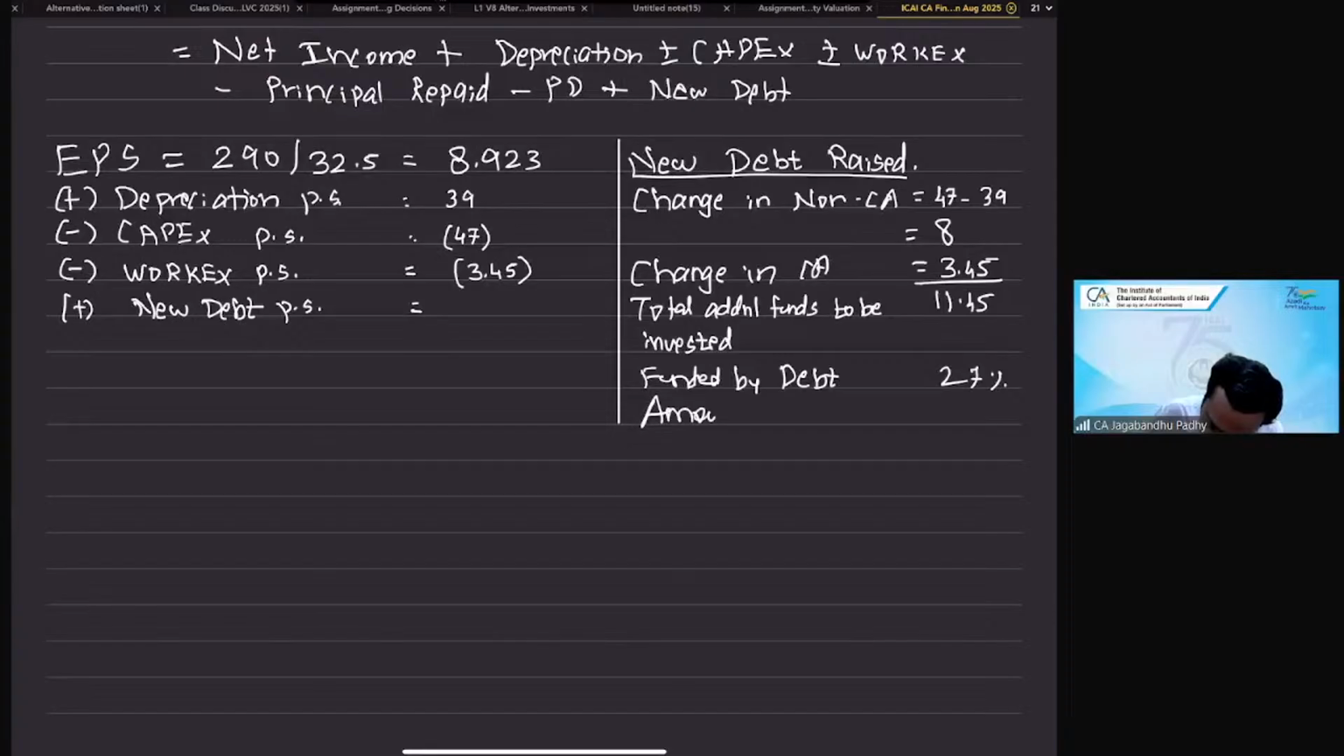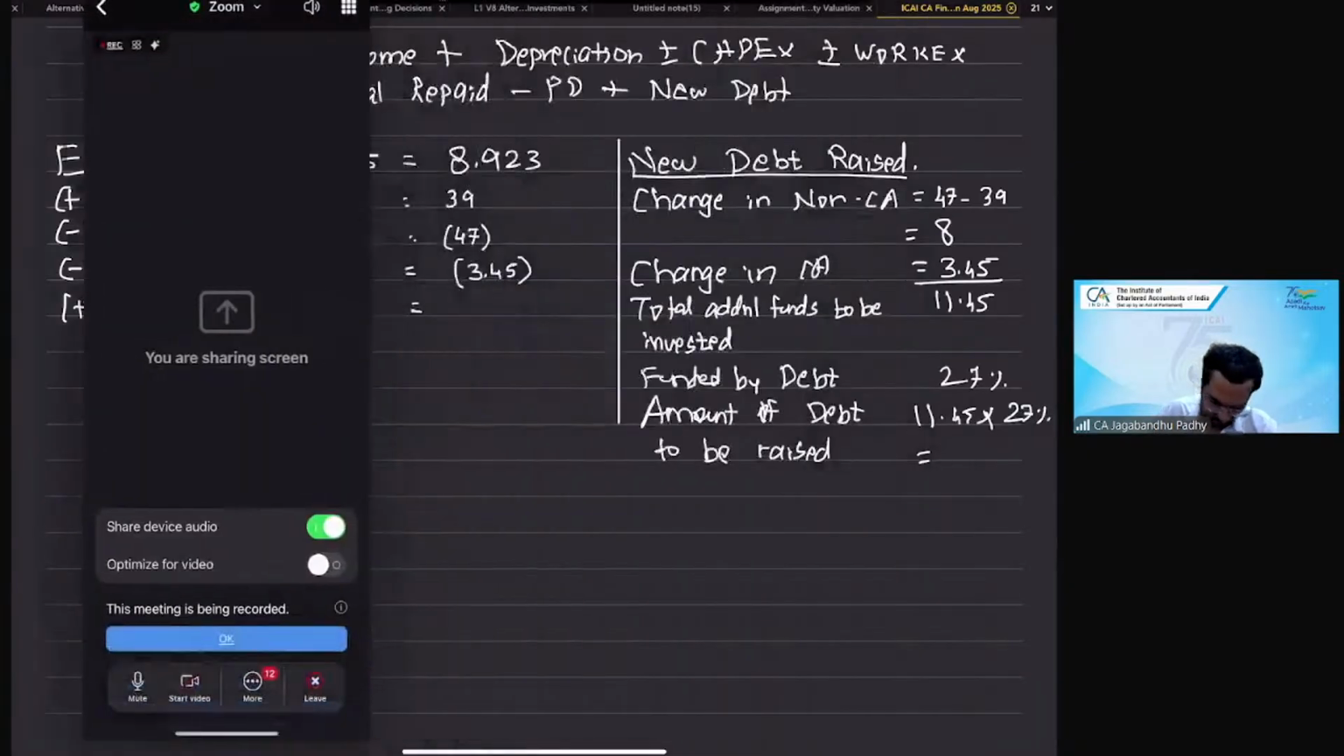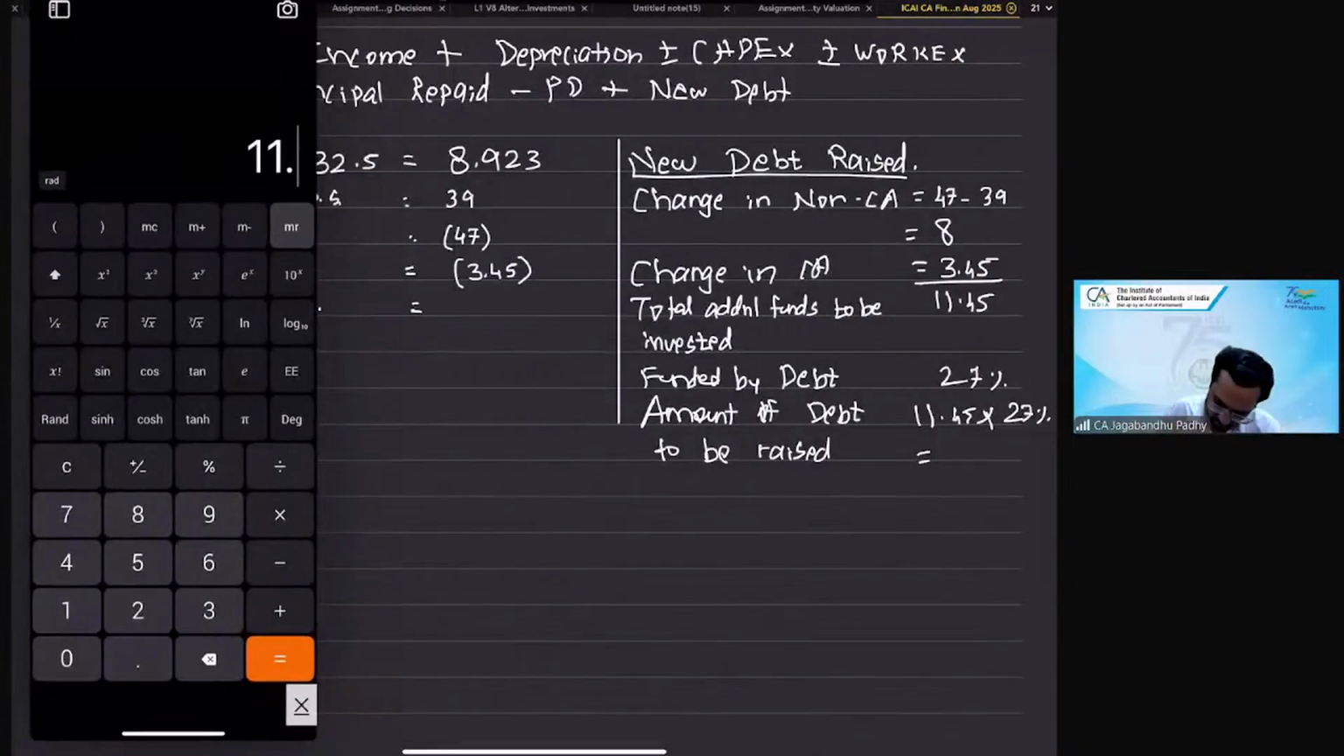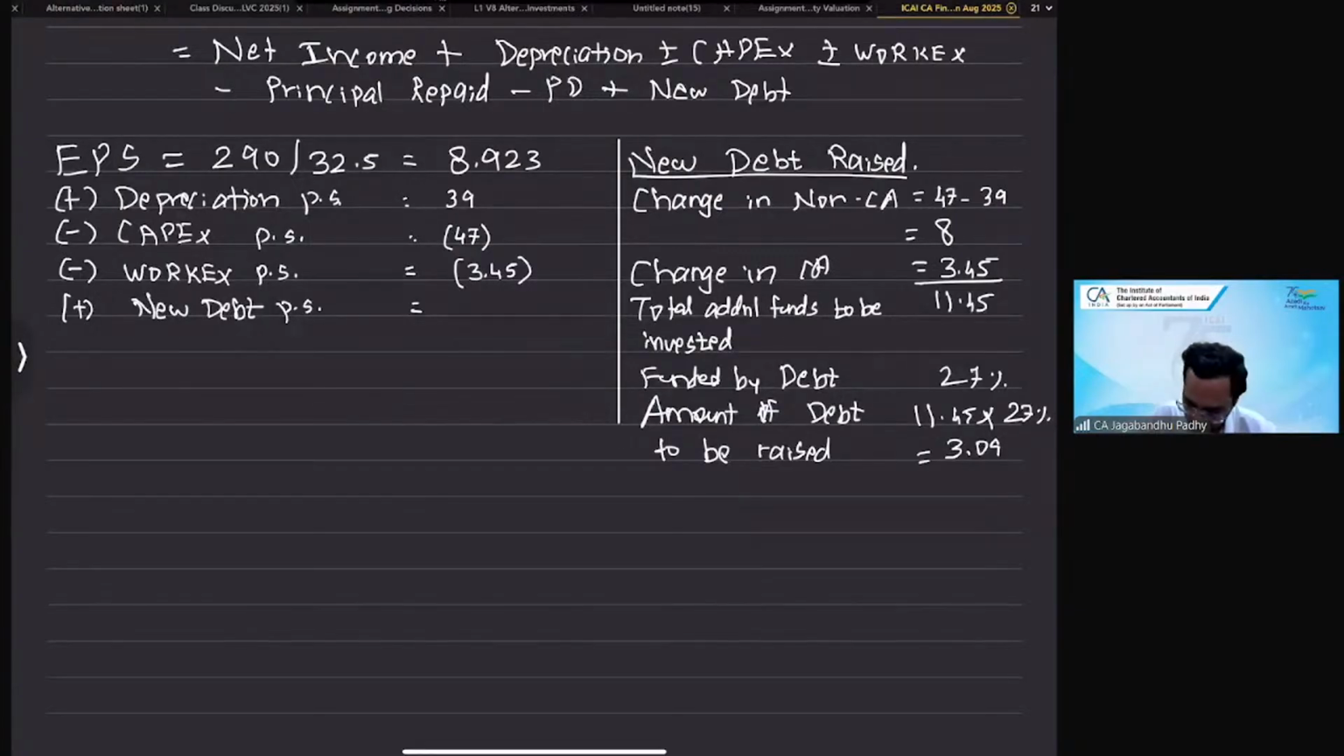So what will be the amount of debt to be raised? Amount of debt to be raised will be 11.45 into 27%. How much is this? 3.09, 3.0915, you can say. So that is the new debt that we are going to get on a per share basis, which is 3.0915.